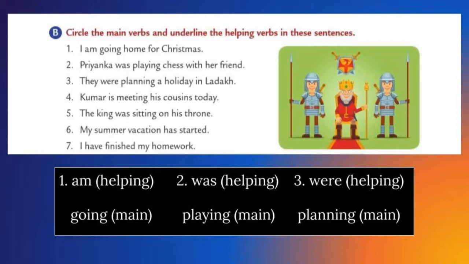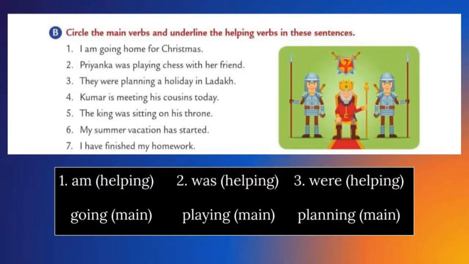Priyanka was playing chess with a friend. So, what is the helping verb? That is was. And what is the main verb? Playing. So circle the main verb playing and underline the helping verb was. Let's move to the third one.